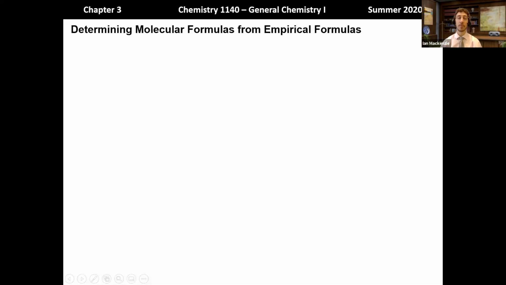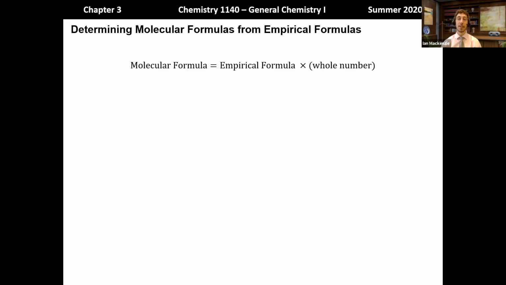The very last part of this process, using mass percent data or combustion analysis initially, is to determine not the empirical formula of a compound, but its actual molecular formula for a non-ionic compound. So how do we go about doing that?